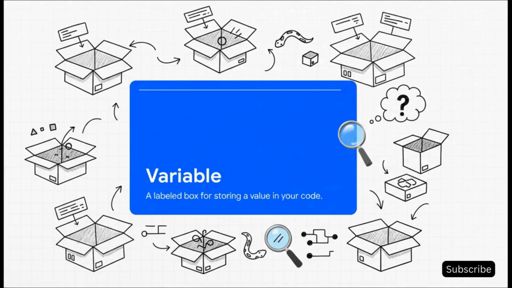Okay, so first things first. What in the world is a variable? Seriously, don't overthink it. Just picture a simple labeled box. That's all it is. It's just a little container in your code where you can stash a piece of info, what we call a value. And that label you slap on the box, oh, it is absolutely crucial.